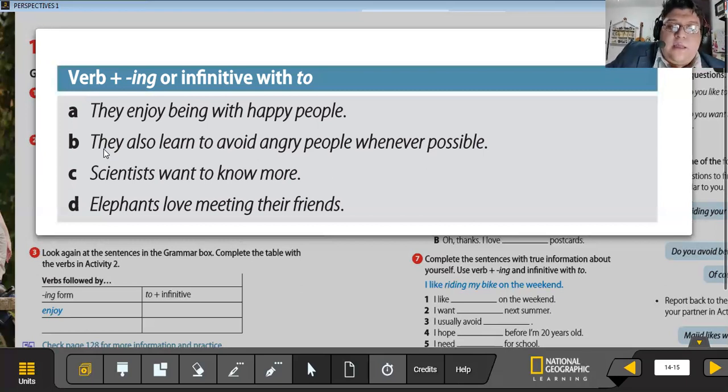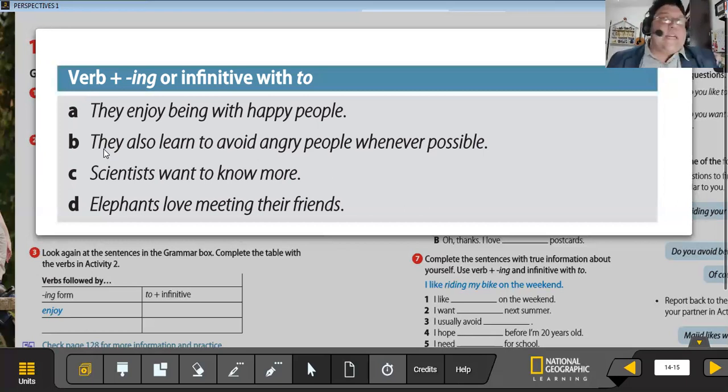Okay? Notice C as well. Scientists want, and this is the most common mistake with the word want, because with want, you have to use to if you're going to use a verb. Let's say you want to go to Canada. I just said it. See? I want to go to Canada. I want to go to Monterrey. I want to go to Querétaro. I want to go to Texas. I want to stop.